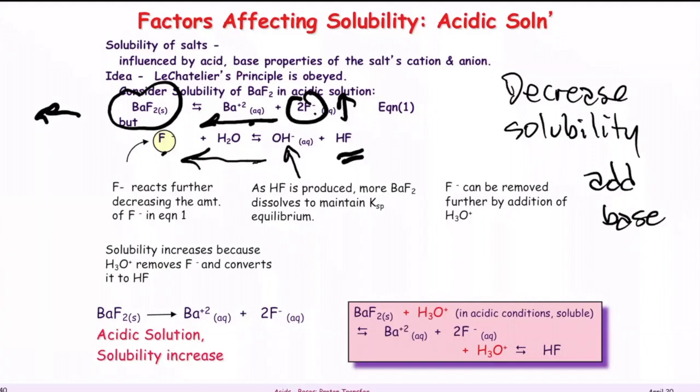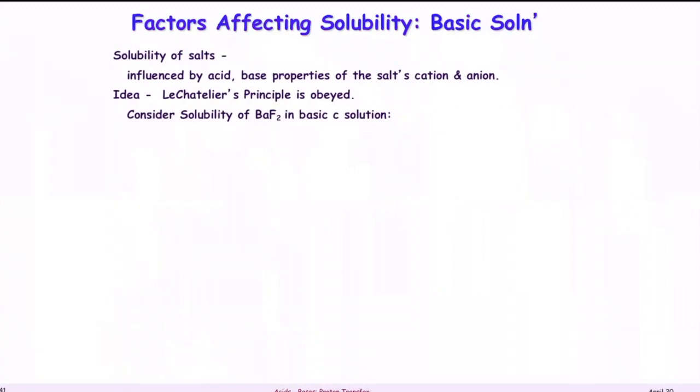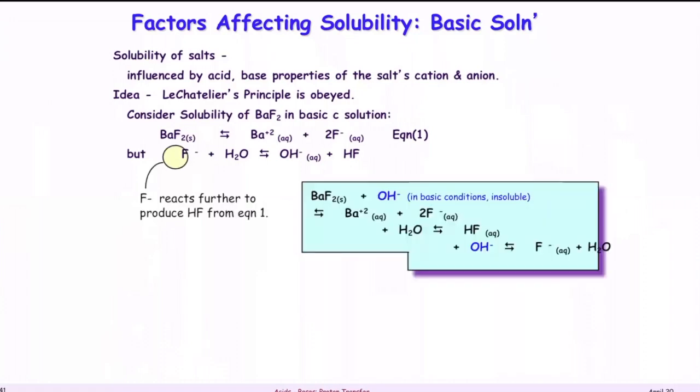Okay, so factors affecting solubility, basic solution. Again, this is basically what I just told you. What you want to do is add hydroxide. It causes an increase in that hydroxide right there. It shifts that equilibrium to the left. It causes the first reaction's equilibrium to shift to the left, and therefore the solubility decreases.